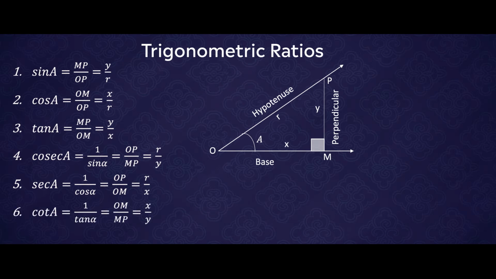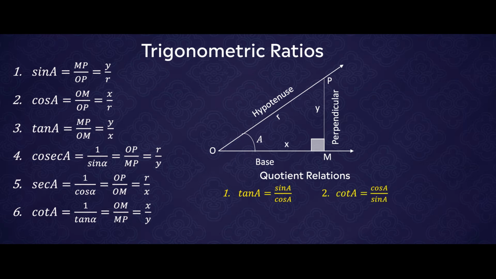Now let us go to the quotient relations. We have different types of relations amongst the 6 trigonometric ratios. The ratio of sine A to cos A is equal to tangent A. And the second one: cotangent is the reciprocal of the tangent, so automatically we can say it is cos A divided by sine A.